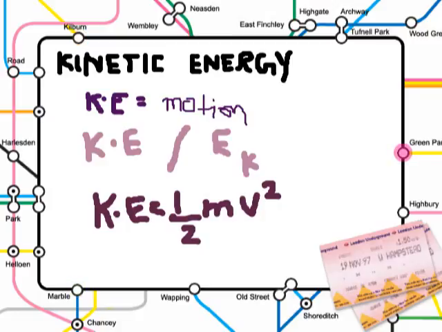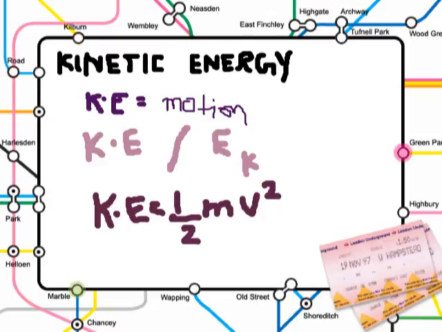The kinetic energy of a body is directly proportional to the mass of the body. As you can see, kinetic energy is directly proportional to the mass of the body, and it is also directly proportional to the square of the velocity, the square of the speed of the body.